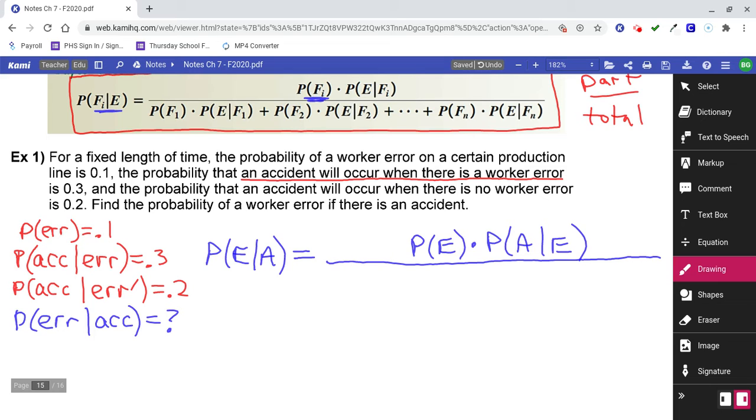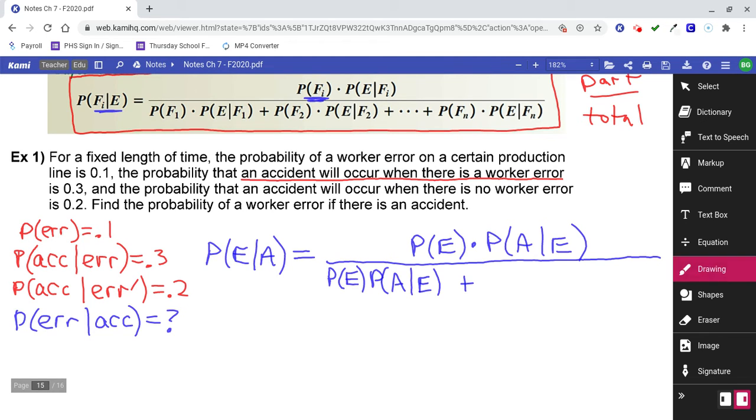Now, one thing that is always going to happen is you're always going to have that same thing on the bottom. One of the things added up on the bottom is going to be identical to the thing on the top. So if you think about it, the two things involved in this problem are, is there an error or is there not an error? So far I've represented the case that there's an error. Now I have to represent the case that there's not an error.